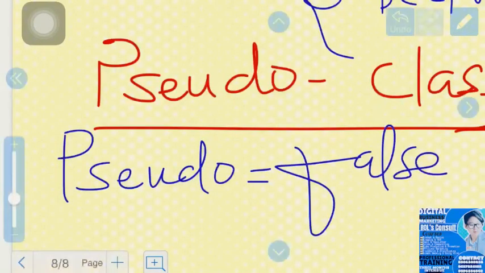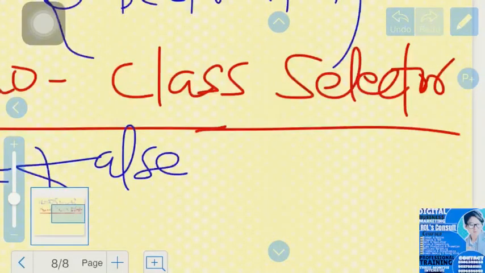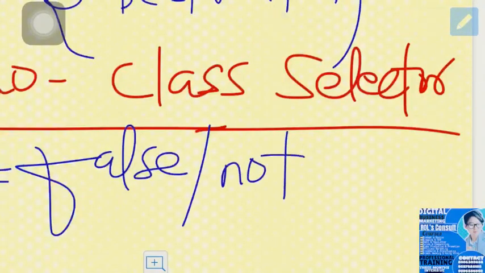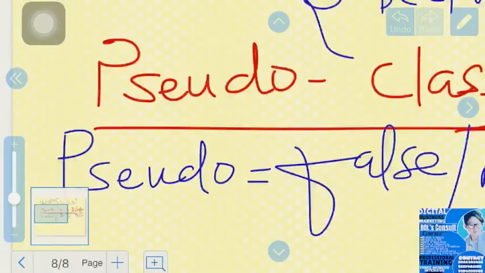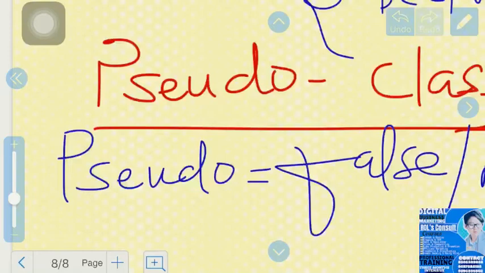Or it is not true. If something is false, it means it is not true. So pseudo class means false class, or not true class, or untrue class, or unbelievable class, whatever you call it. So pseudo class means what? Untrue class.